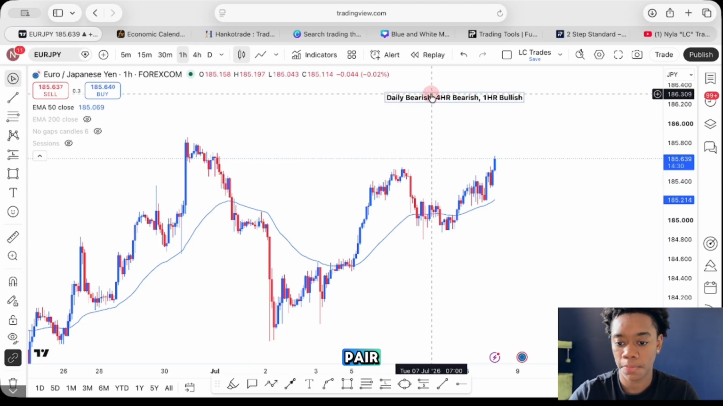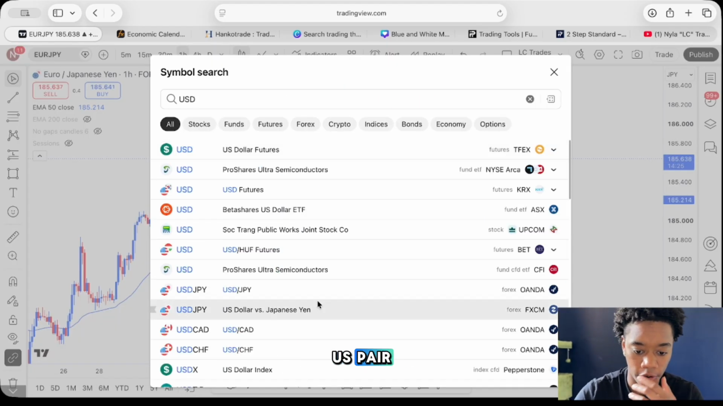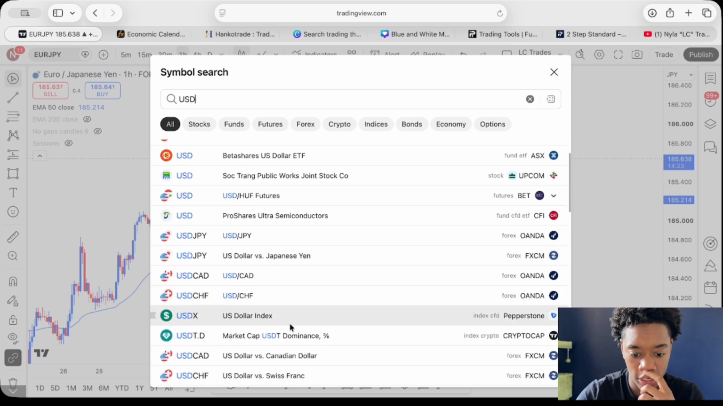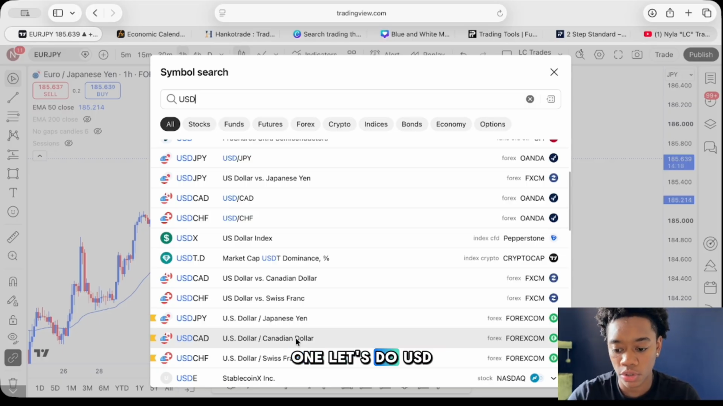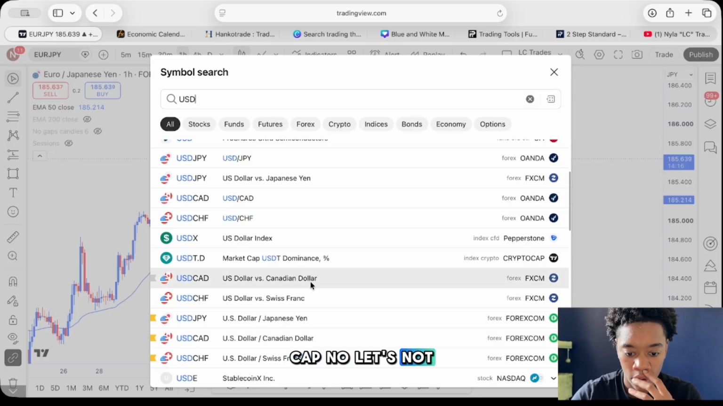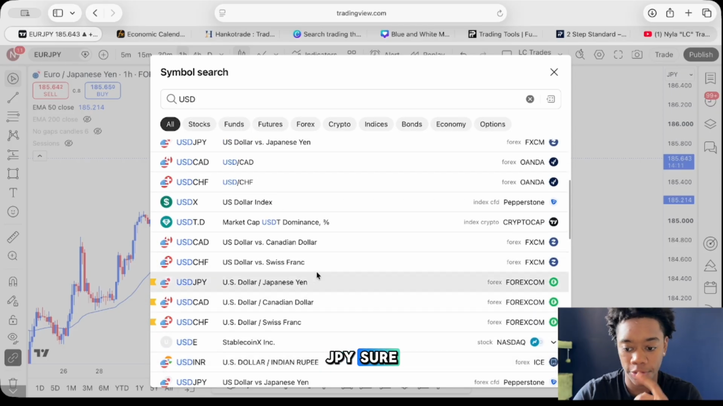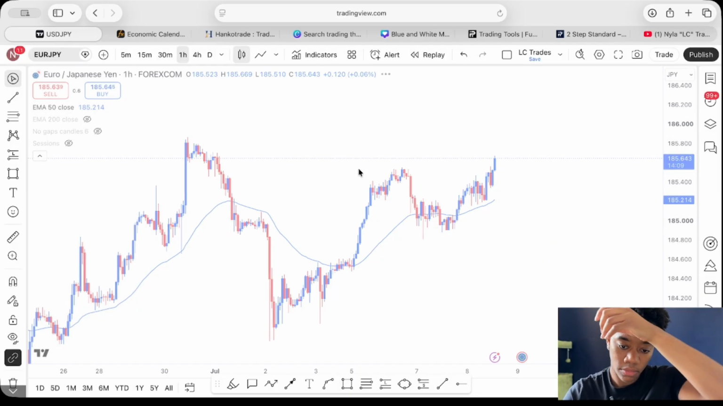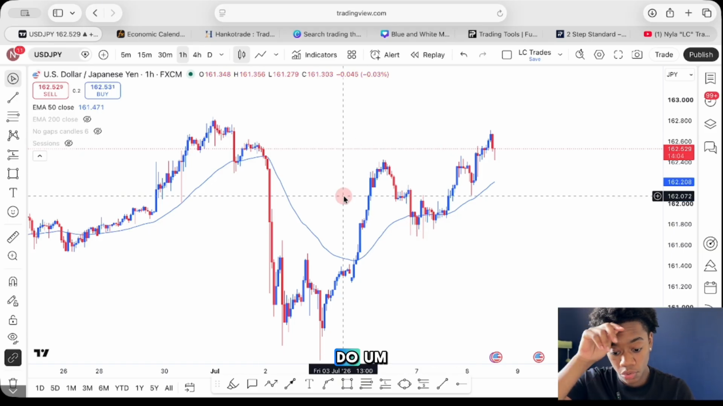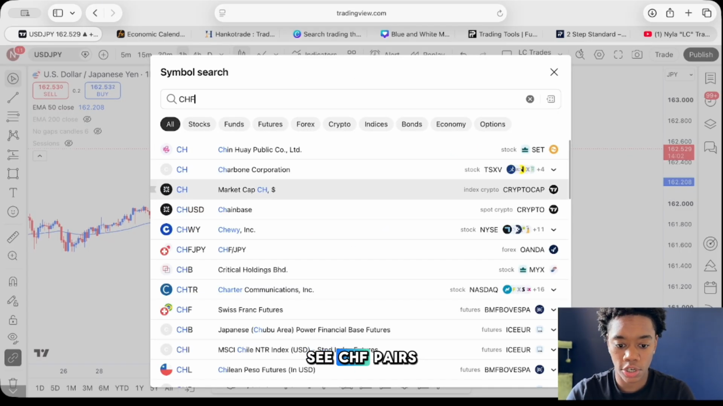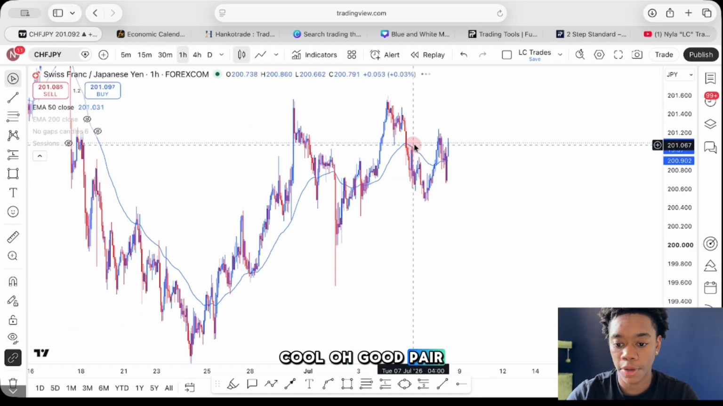Let's choose another pair. Random. Let's do a US pair. USD. Let's do an easy one. Let's do USD CAD. No, let's not. Let's do USD JPY. Sure. Oh, looks like the same thing. No, it looks too similar. Let's do CHF pairs. CHF JPY. All right, cool. Oh, good pair. All right.